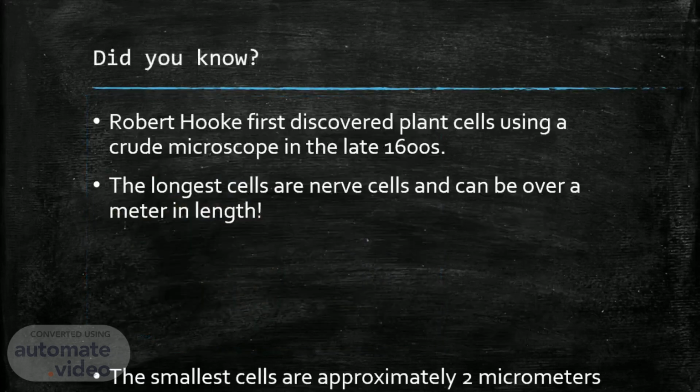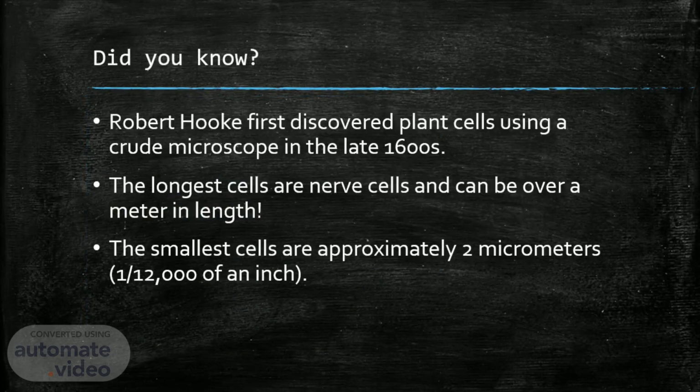Now that we're familiar with the basics of cells, here's some fun fact trivia information. Robert Hooke, an English physicist, first discovered plant cells using a crude microscope in the late 1600s. Nerve cells, like the one responsible for causing you to wiggle your big toe, can be over a meter in length, while the smallest cells are approximately 2 micrometers, or 1/12,000th of an inch.